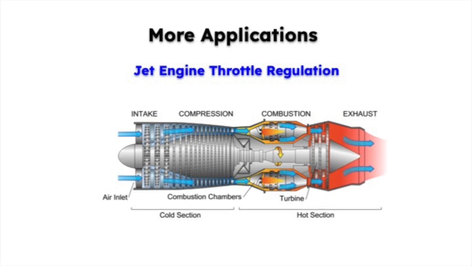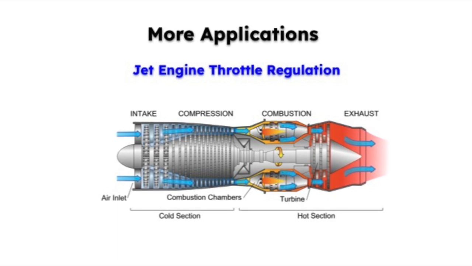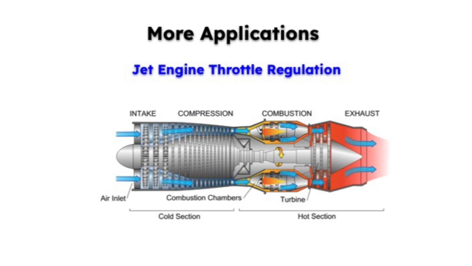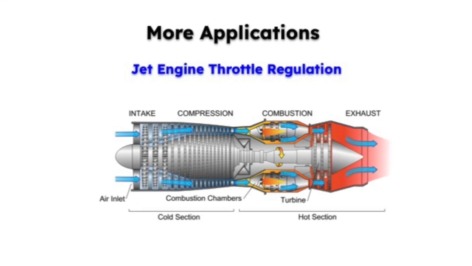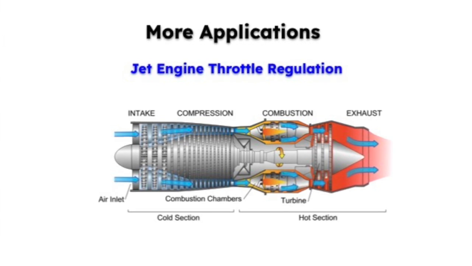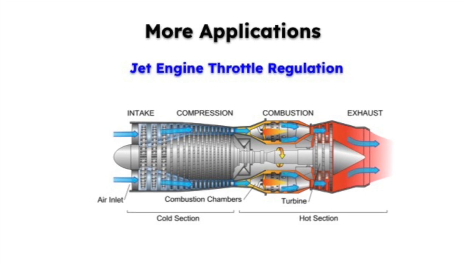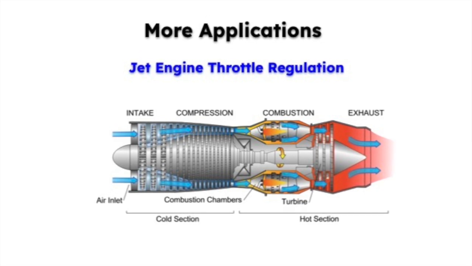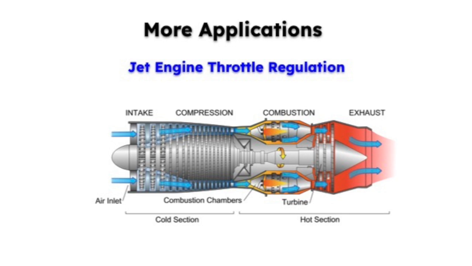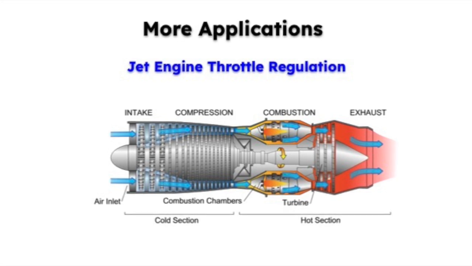Moving on to another example, such as jet engine throttle control. Modern jet engines need to adjust thrust smoothly and efficiently, especially during takeoff, landing, and quick altitude changes. When the pilot moves the throttle lever, the engine's control unit uses a PID loop to adjust fuel flow, angles of the blades inside the compressor chamber in the engine, and turbine speeds.